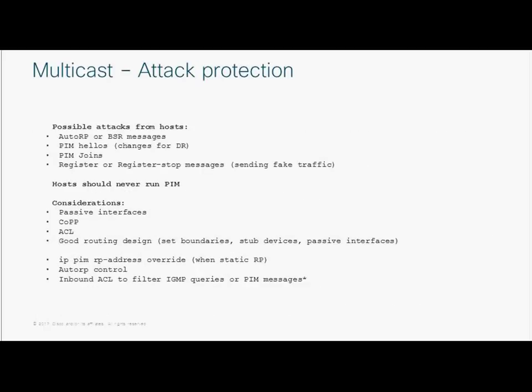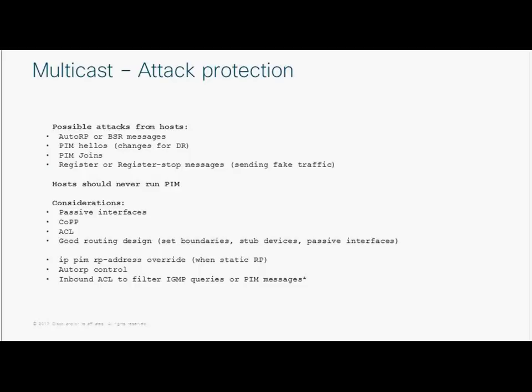Now, because of all the mechanisms that I have explained, we have several vectors of attack, right? So how can a multicast network be attacked? Well, we have possible attacks from the auto RP or BSR messages. We could have fake PIM hellos to change the DR, which is the role in which, well, in the case of multicast, I forgot to mention that.